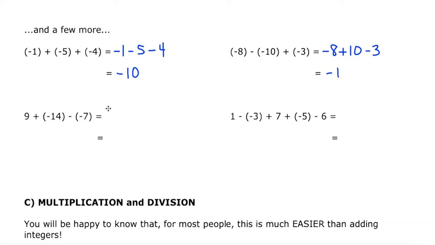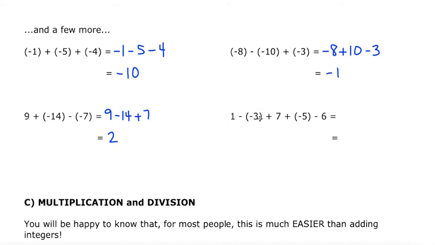Moving on, I'm starting with 9. A plus and a minus turn into a minus 14. A minus and a minus turn into a positive 7. 9 take away 14 is negative 5. And negative 5 plus 7 is positive 2.